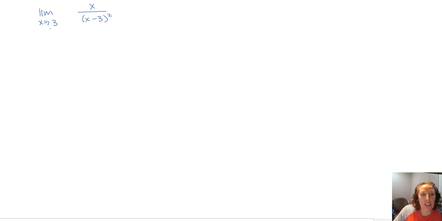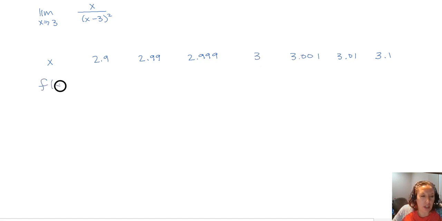What we need to do is find values that are getting closer to 3 from the left and from the right. So I'm going to pick 2.9, 2.99, 2.999. Go as far as you need to be able to convince you. And then from the other side, 3.1, 3.01, and 3.001. So we want to know what's happening actually at 3.